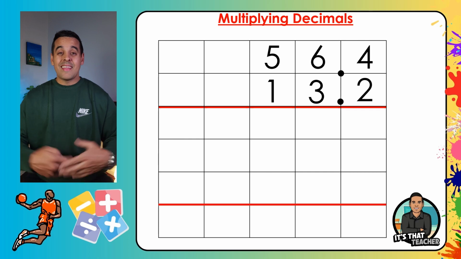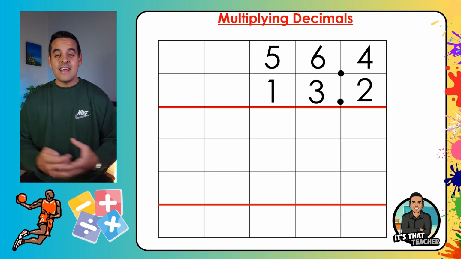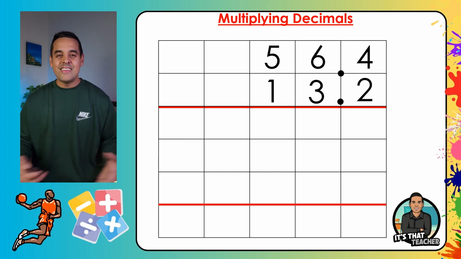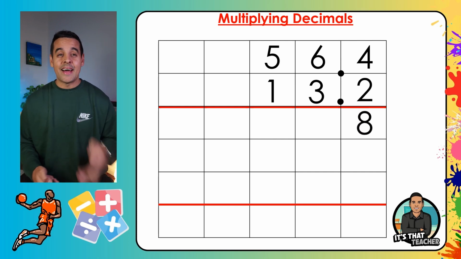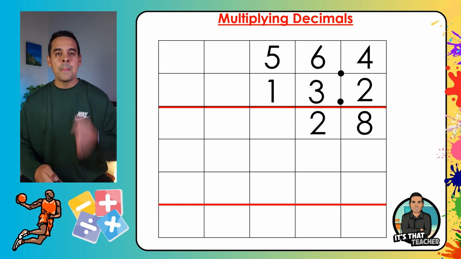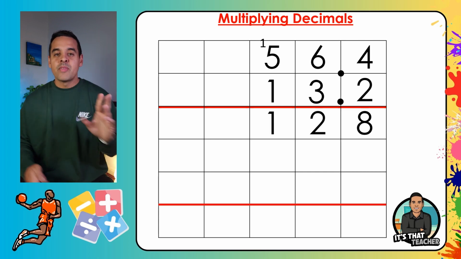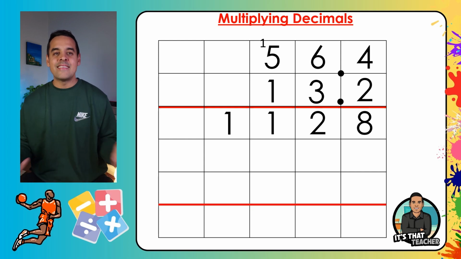Now, with larger decimals, you're going to have to treat this as if it was a 3-digit by 3-digit multiplication question. Pretend the decimal points aren't there and work it out. 2 times 4 is 8. 2 times 6 is 12. Carry the 1. 2 times 5 is 10, plus the 1 is 11.